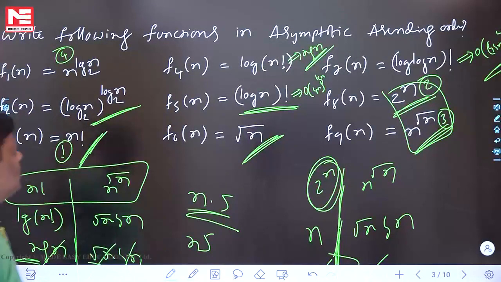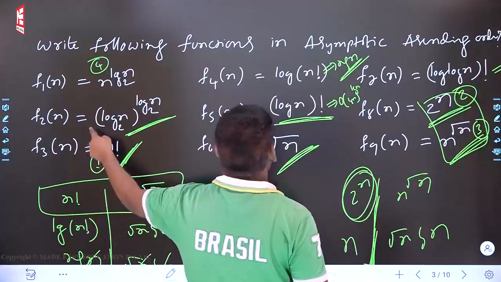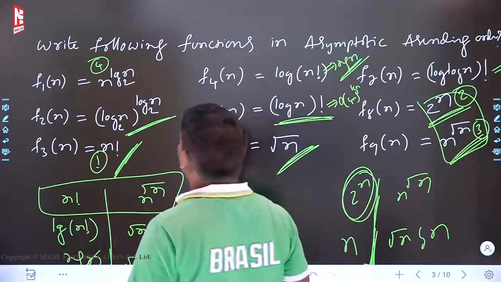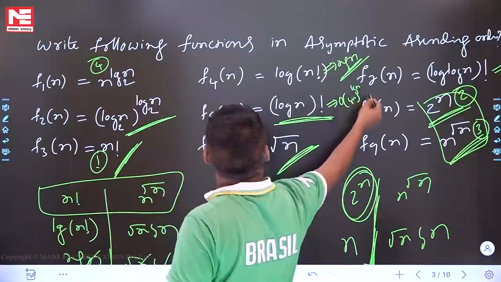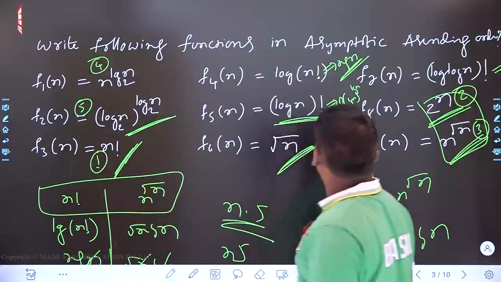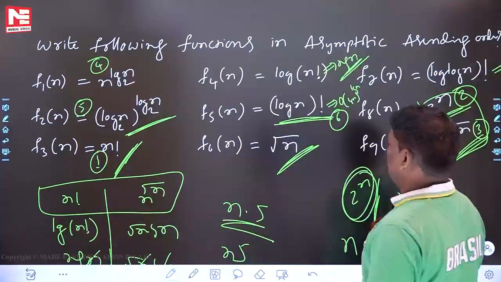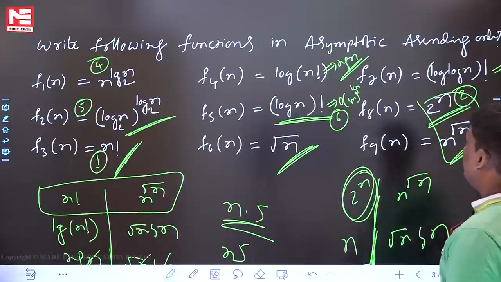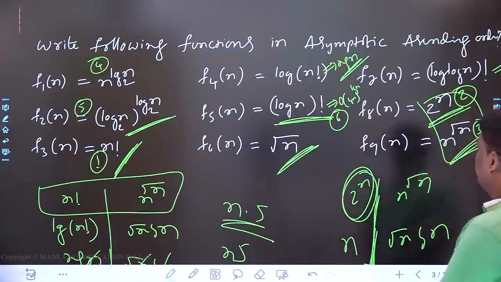Next one. Please give the answer to me. F2 and F5, who is bigger? F2, because for log n power log n, the upper bound is log n power log n. It may be 5. It may be 6. If there is any difference, definitely within a few minutes you will get it. Don't worry.